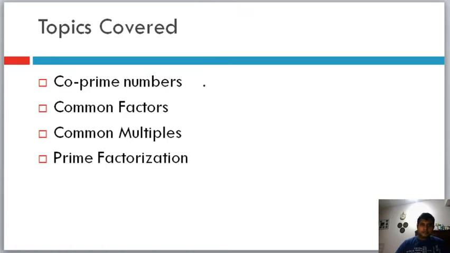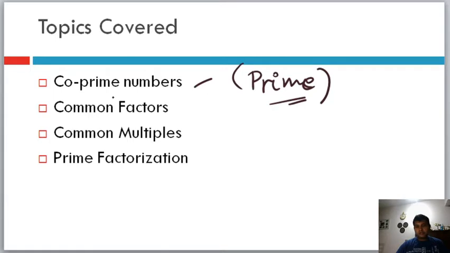Today we are going to learn what co-prime numbers are. Yesterday we learnt about prime numbers. Now a couple of numbers could be co-prime also, so we will talk about what the concept is. Yesterday we learnt about factors. Today we will learn about common factors. If there are two or more numbers, for example 4, 8, 12, are there any common factors among these three numbers? We will learn about that. Then we will learn about common multiples.